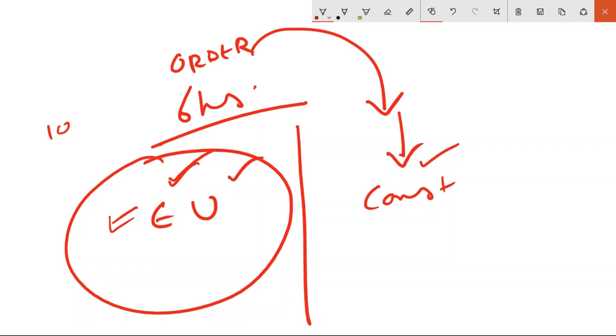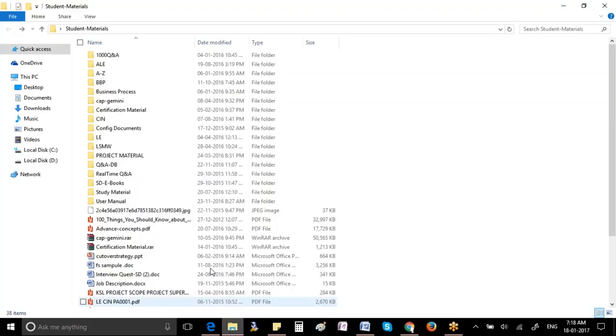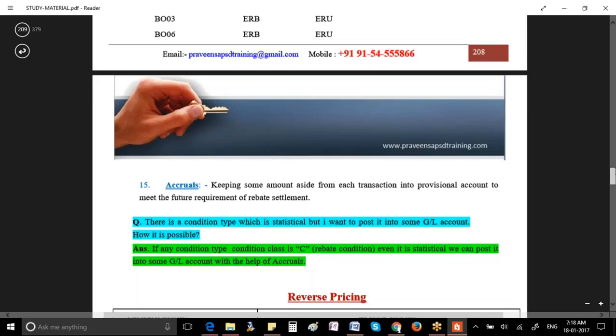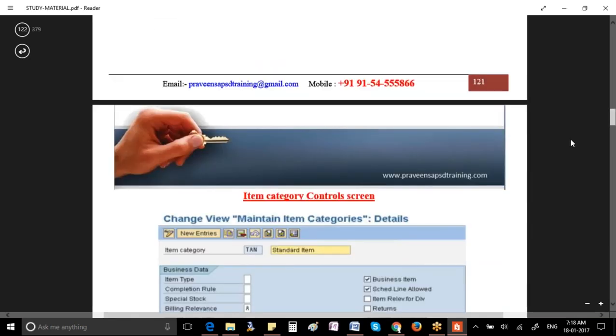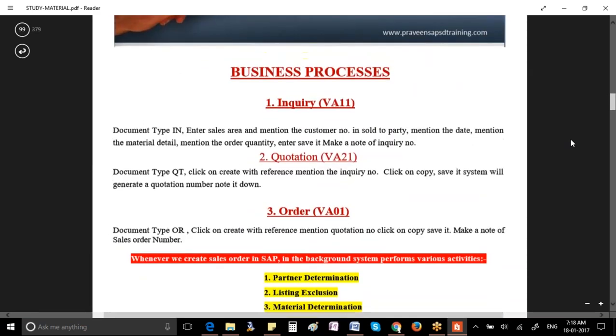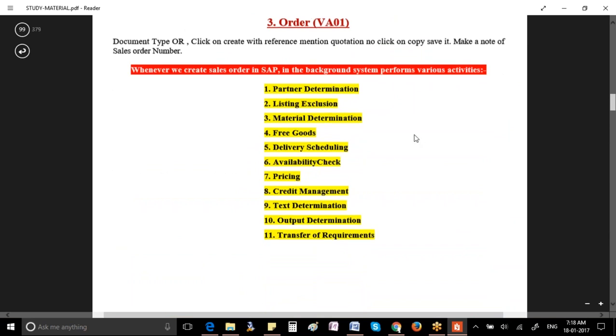Once you create an order, the system touches 11 areas, 11 concepts of SAP. Let me show you. Those 11 areas are nothing but the complete SD module, what you will be learning. You see, whenever we create a sales order, in the background the system performs various activities. What are those activities? These 11 activities: all the determinations and basic functions of SAP.